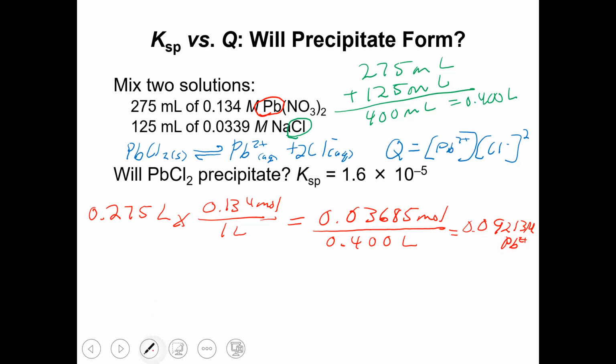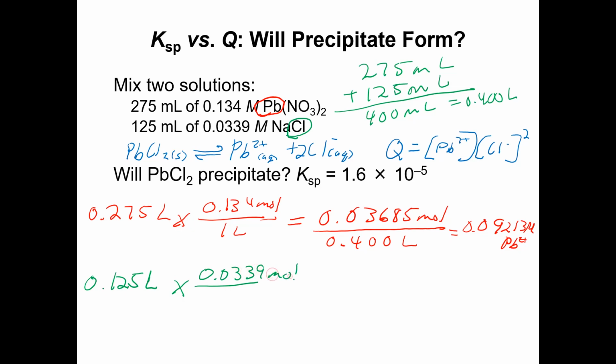And then for sodium chloride, we have 125 milliliters of 0.0339 molar. So 125 milliliters converts to 0.125 liters. So we have 0.0339 moles per 1 liter. So if we multiply that out, we get 0.00423.